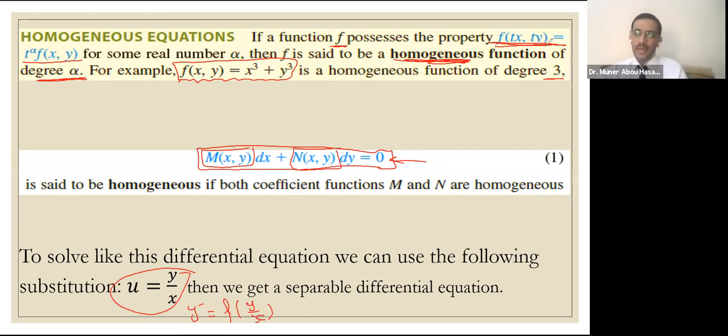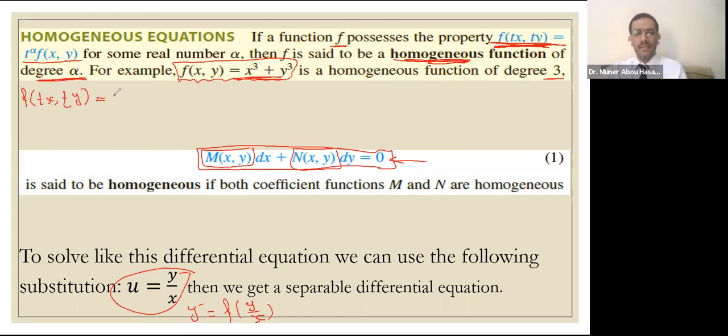How to do that? I have to take f of tx, ty. Professor, what do you mean by tx, ty? So I'm going to plug in instead of every x in my function the amount t times x, and instead of each y, I'm going to plug in t times y. So, equal, here, my function.